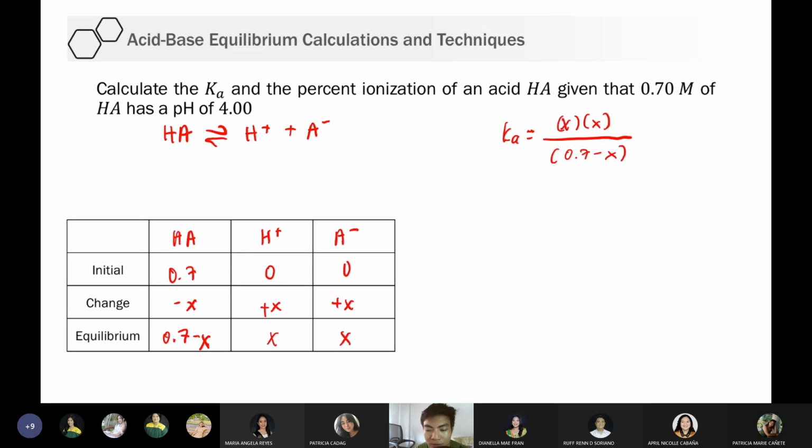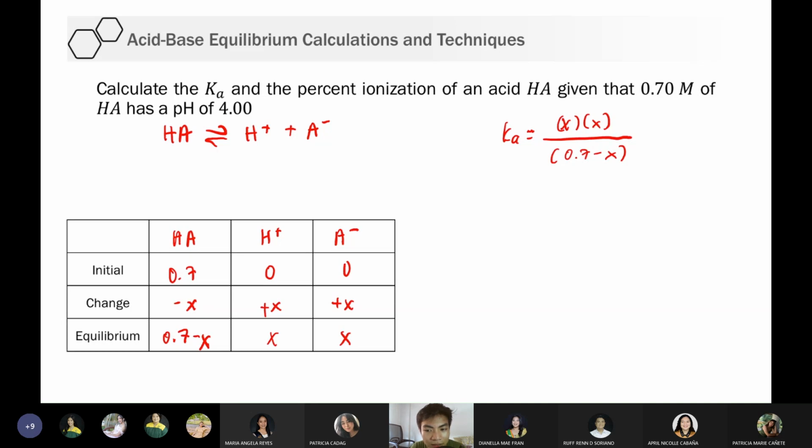Will we be able to solve for this problem? Kaya ba natin hanapin yung Ka and yung percent ionization niya? So I want you to double check the problem. I want to hear some words. Pwede kayo mag-raise ng hand if you have any clues about this problem.